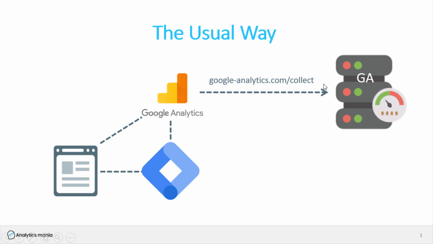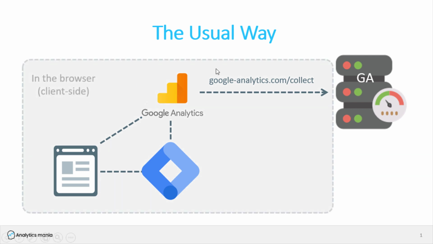So with this request, the tag also attaches some additional parameters that are later sent to Google Analytics, and Google Analytics then parses that information, and you see that data as hits, page views, events, and so on in your reports. So all of this entire block is happening client side, or in other words, in the browser, because all of this is happening with help of tags, JavaScript that is loaded on your site, and so on.